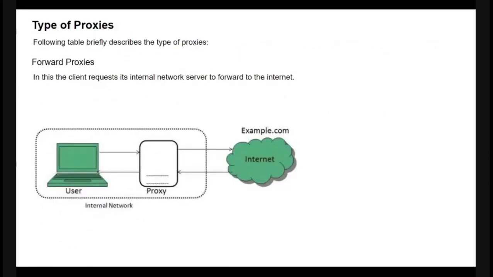Now, what are the types of proxy that we can have? First is the forward proxy. In the forward proxy, the client requests its internal network server to forward to the internet.